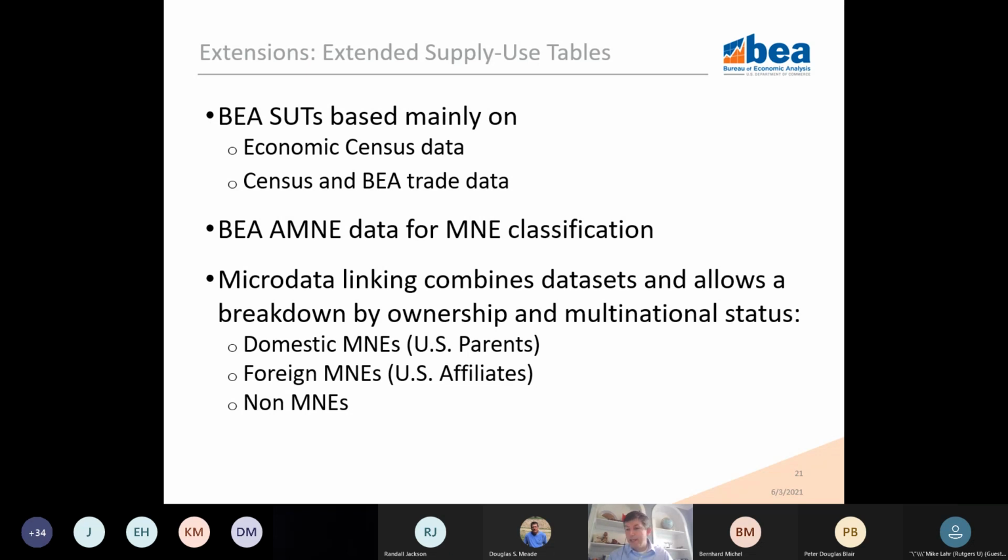And this work builds on a link between census and BEA microdata. It's a big product. It highlights the decentralized nature of the U.S. statistical system, that all of this information is not housed in one agency, and so it requires a lot of cross-agency collaboration to make this sort of thing happen. With this additional data, that would let us add this multinational element to our picture of U.S. supply chains.